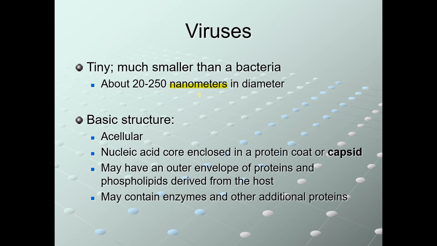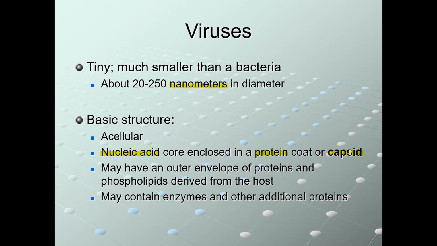Now, their basic structure: essentially, a virus is two components. All viruses consist of two main components, and that's going to be some type of nucleic acid. One of the things that's different about viruses and living cells is they're going to have DNA or RNA. And then that nucleic acid is going to be surrounded by protein, and we call that protein coat a capsid.